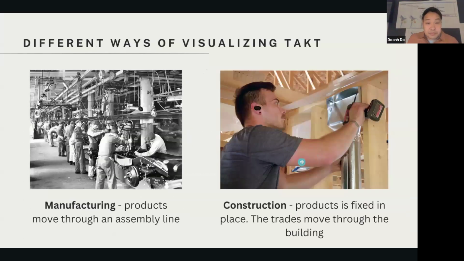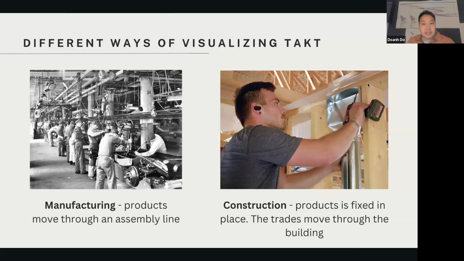Okay, so let's continue. The way that I see TACT is that most of lean starts from lean manufacturing, and lean manufacturing makes sense because it's really easy to visualize. You have people that work in fixed workstations, and the products move through the plant via the assembly line. So it's very easy to understand. Construction is the opposite. In construction, the product is fixed in place. The person that moves is the trades. The trades move from room to room to do the work. In manufacturing, the people are fixed in place, and the product moves on the assembly line to them.